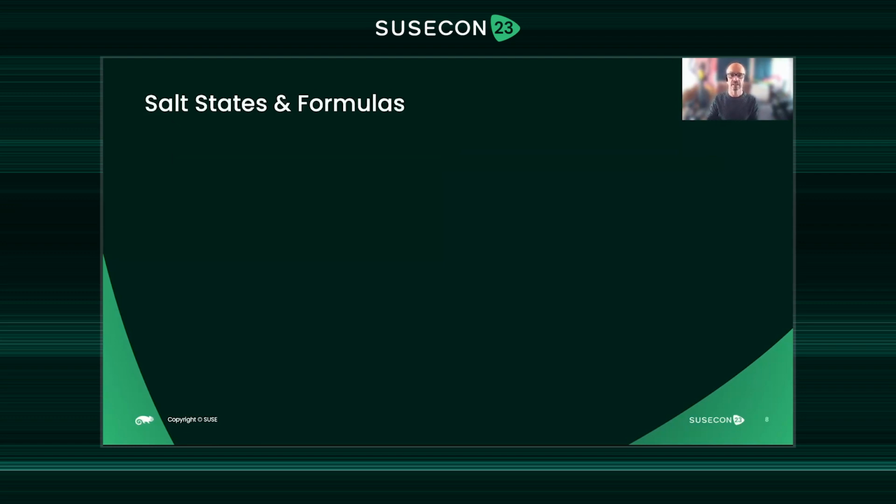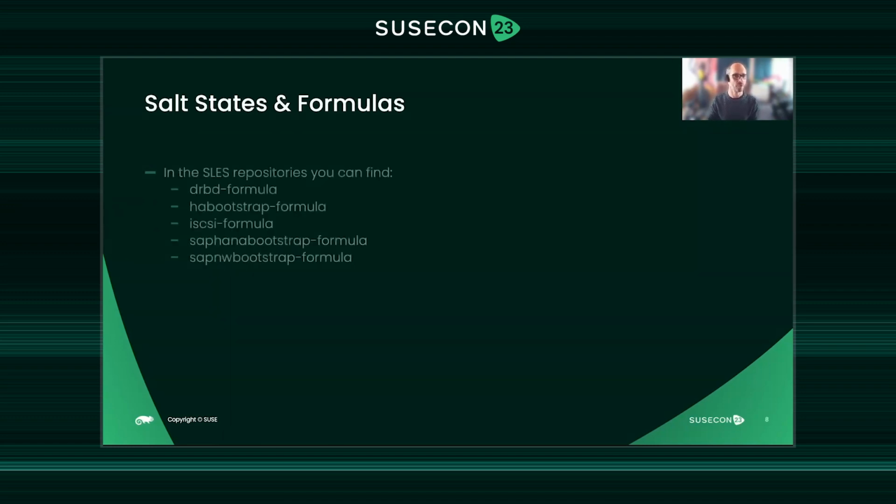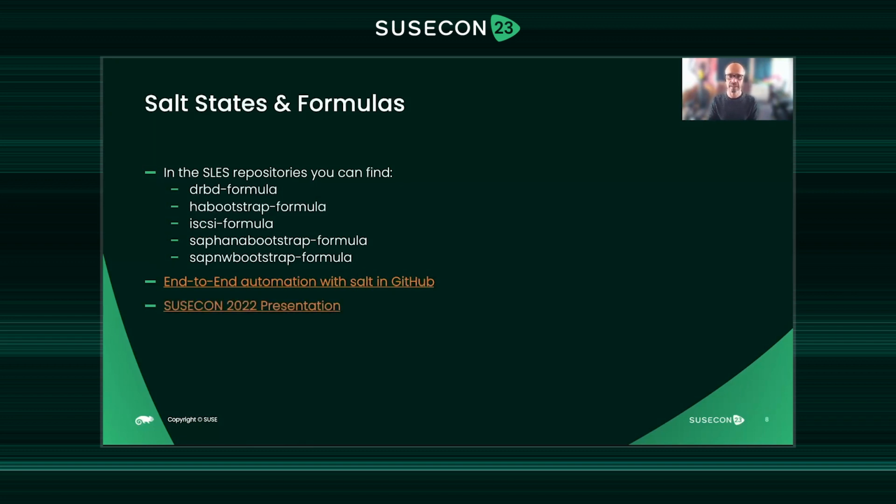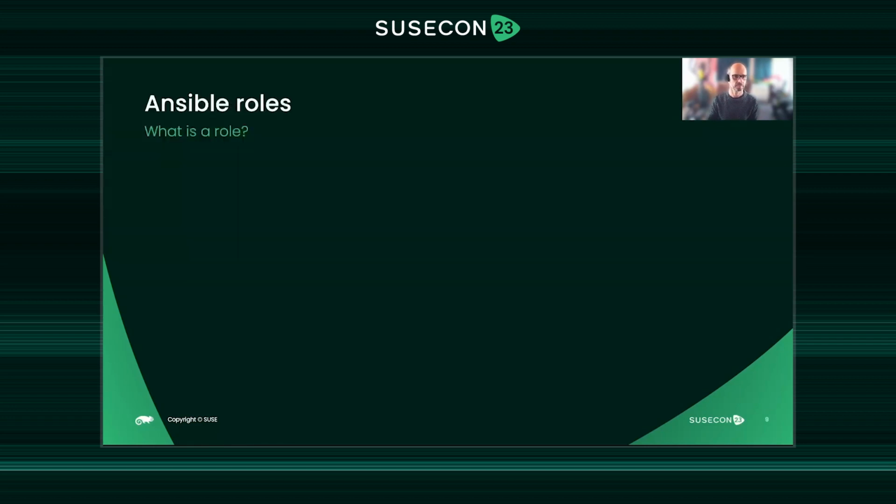So a little bit about our SALT states and formulas. There's a number of repositories that you can find out there on GitHub, which are also in our SUSE product repositories, SLES for SAP. And you can follow this link to find the end-to-end automation using Terraform. And there's also a link there to a previous SUSECon presentation on the SALT states as well. But really, because Ansible's new, we're going to focus a little bit of time on that today.